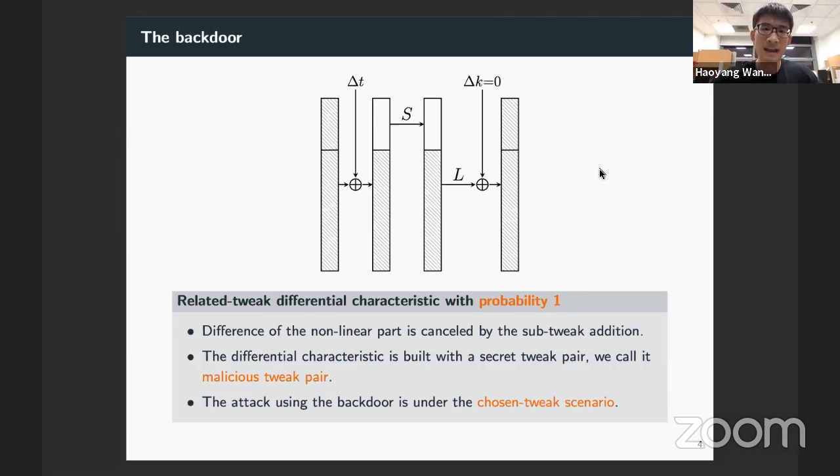And since this is a backdoor, not everyone can use it in an attack. They cannot generate the subtweak difference that is required by the differential characteristic. Actually, this can only be done by a secret tweak pair, which is chosen at the design phase of the backdoor. And we call it the malicious tweak pair. So if you know this tweak pair, then you can use this backdoor in an attack and recover the secret key efficiently. Lastly, the attacker using the backdoor is under the chosen-tweak scenario because only a certain tweak will work.